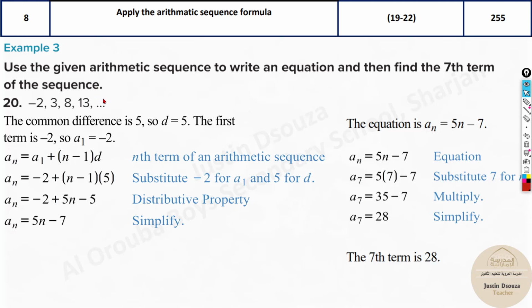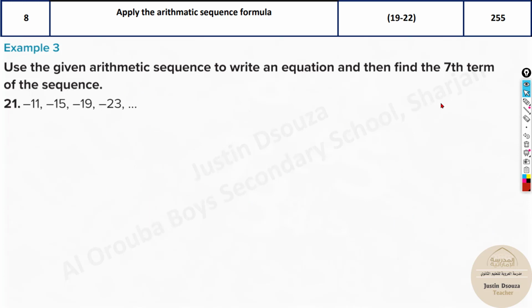Next term would be 18. That will be 1, 2, 3, 4, 5th term. Then again add 5, it will be 23. That's the 6th term. 7th term will be adding 5, 28. Very easy. Same concept applies in all the problems. So please make sure you solve them by yourself.